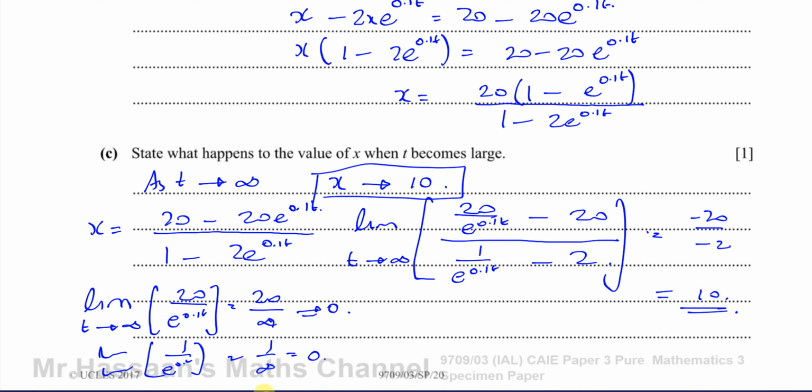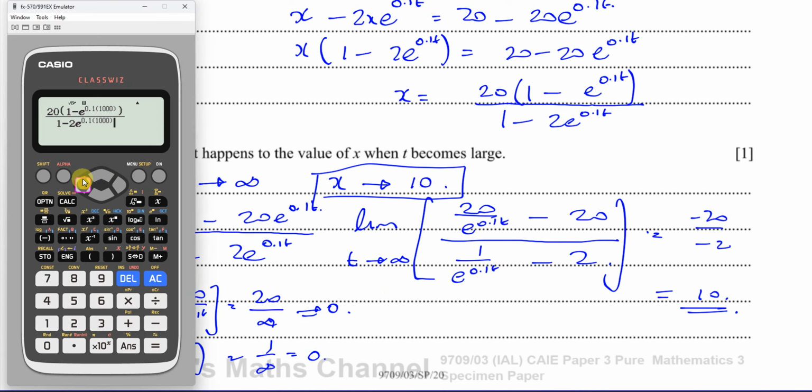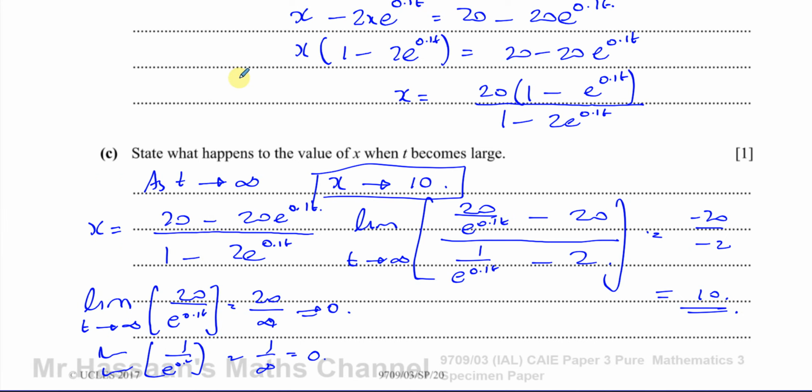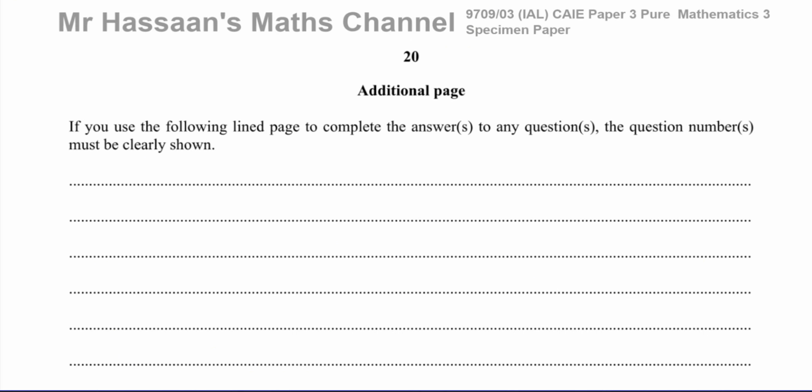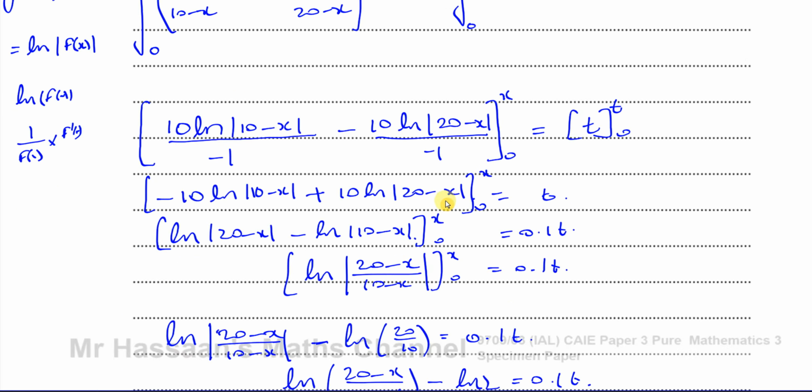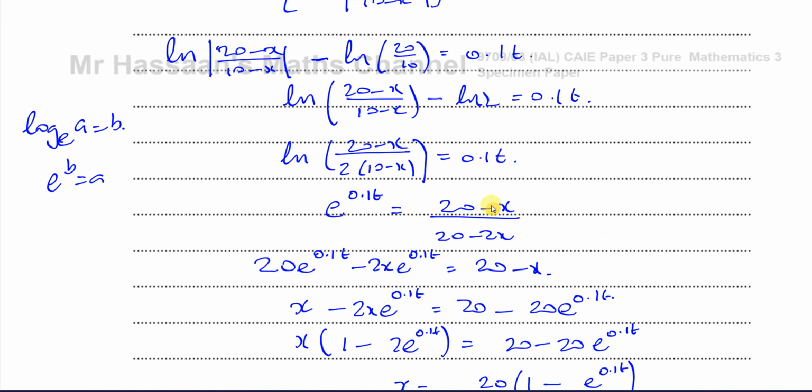Now sometimes you might put it in your calculator and it says math error. That's if you put in a really large number that the calculator can't deal with. So sometimes you might have to put a smaller number in, with fewer zeros, to get a sensible answer in the end. But that's how you deal with this question, and that's the end of the paper. I hope that was clear.